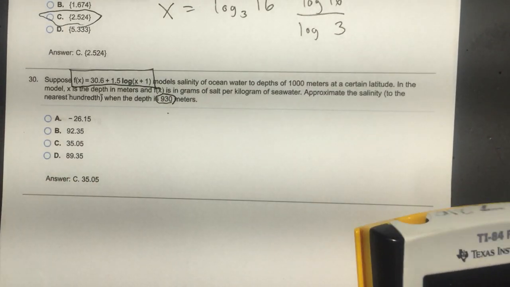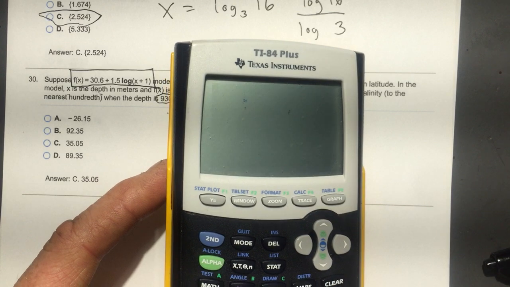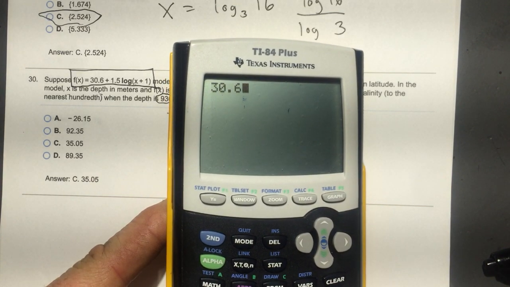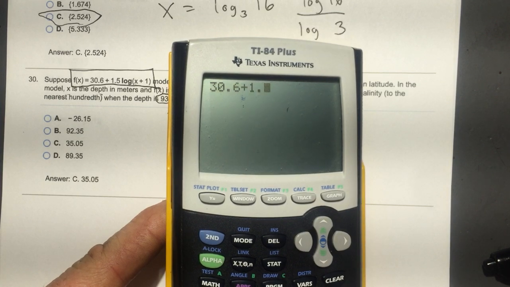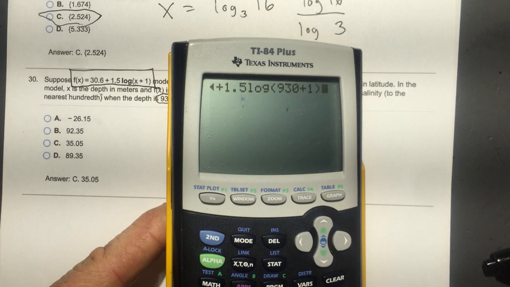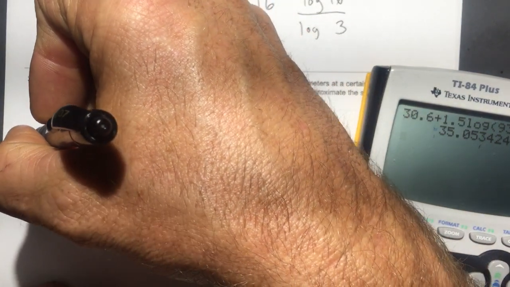So basically, you're just going to type this equation in. So let me get my calculator here. All right, so I got 30.6 plus 1.5 log, and then in parentheses here, I'm going to have x, which is 930, plus 1. Or I could have just typed 931. And let's see here, 35.053. Looks like C.